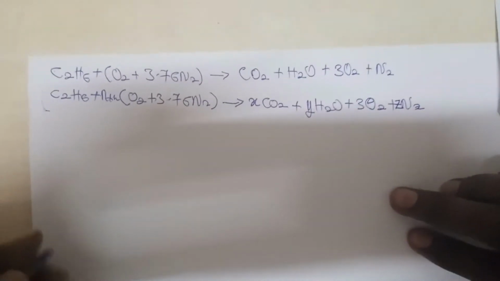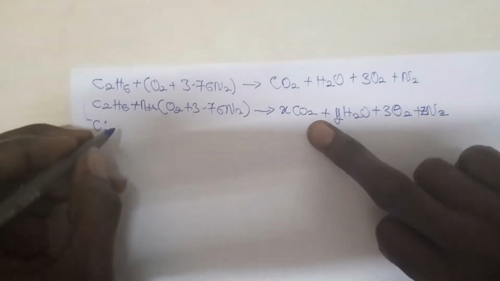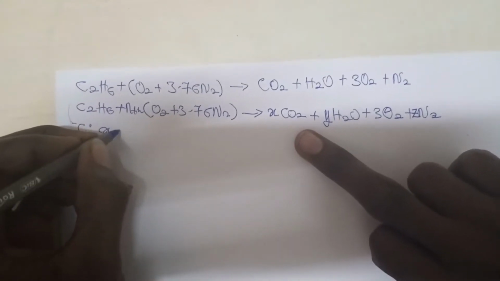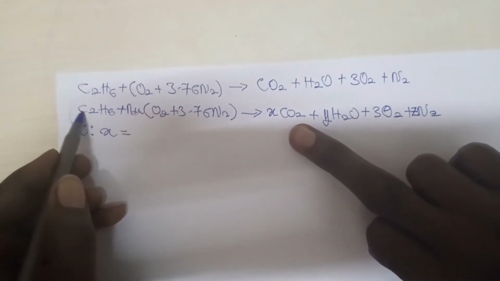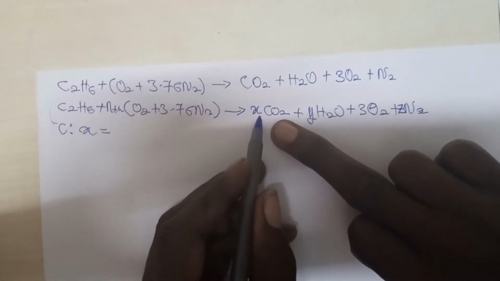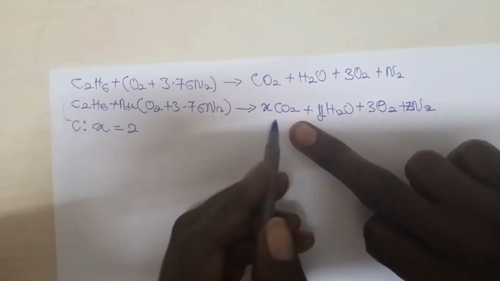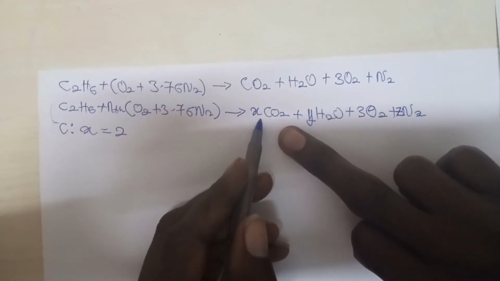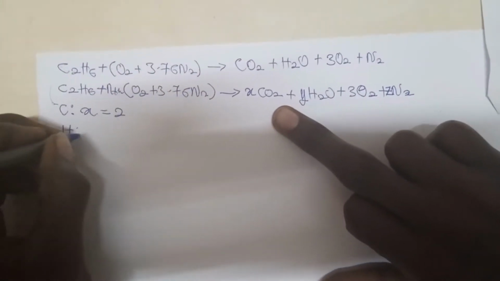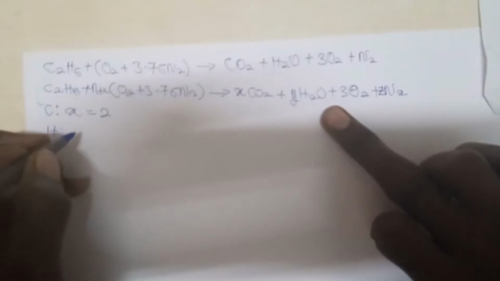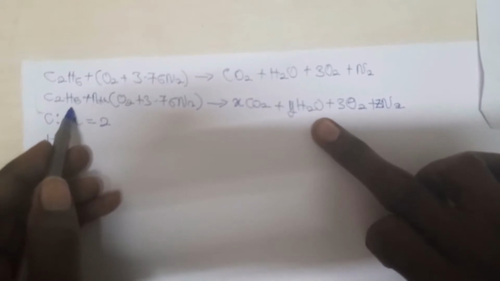So now we have to balance the equation. So carbon: X equal to what? There is 1 carbon here, there are 2 carbons here. So X equal to 2. Now we have balanced the carbon. So now we go to hydrogen. Hydrogen is represented by Y. So now we have 2 hydrogen at the product side and 6 hydrogen at the reactant side.